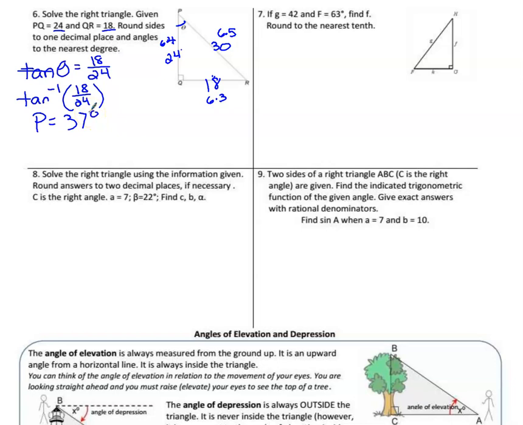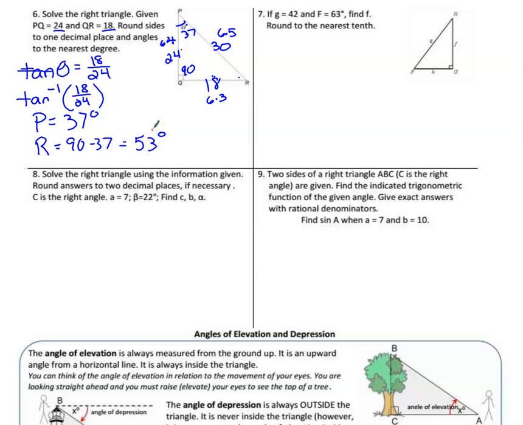Now, we could do inverse tangent and use this angle, or use cotangent, either one, but if you already have one angle is 37 and one angle is 90, well, we know the degrees of a triangle add up to 180. So if one angle is 90, the other two have to add up to 90. So 90 minus 37 would give us angle R, which is 53.